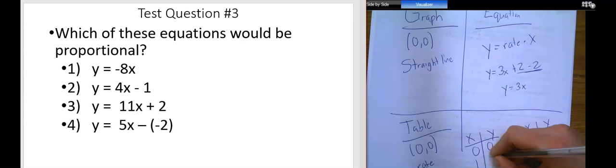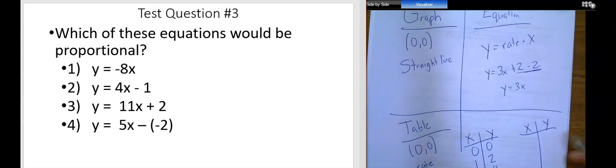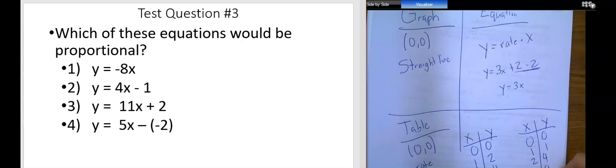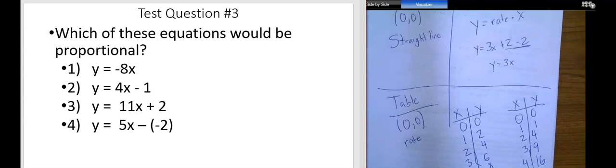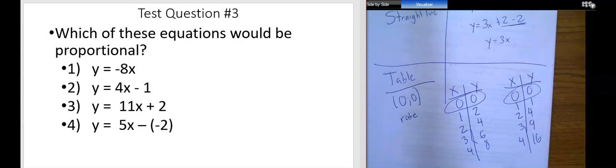0, 0, 1, 2, 2, 4, 3, 6, 4, 8. And here's another one, 0, 0, 1, 1, 2, 4, 3, 9, 4, 16. Let's look at why this is not proportional. They both have a 0, 0. So you might be tempted to say they're both proportional.